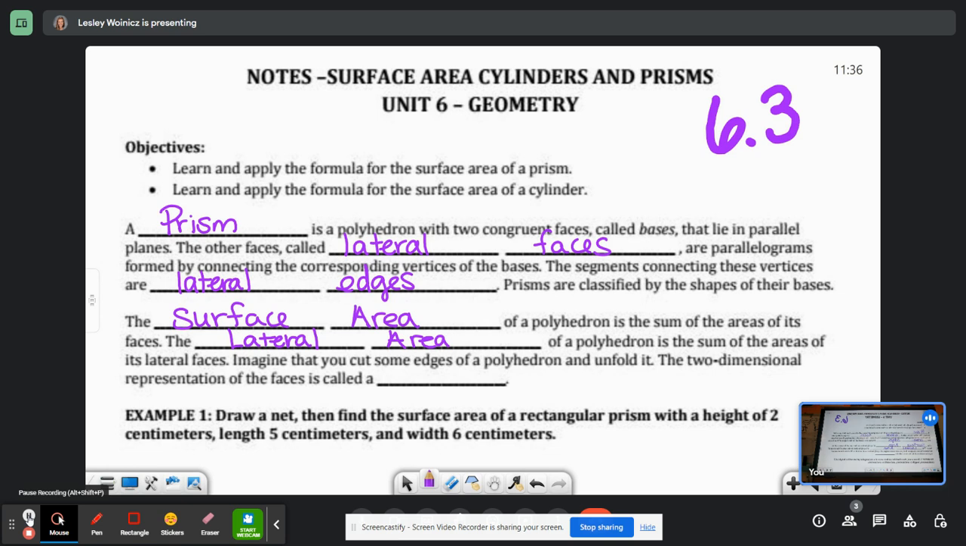Imagine that you cut some edges off of a polyhedron and unfold it. The two-dimensional representation of the faces is called a net. Okay, that's what we did on our first day when we cut out those nets.